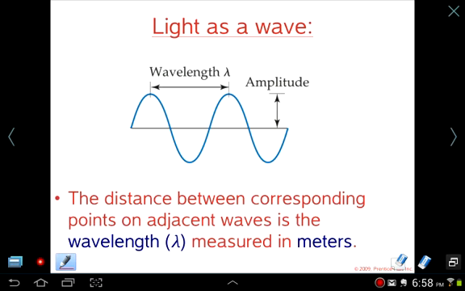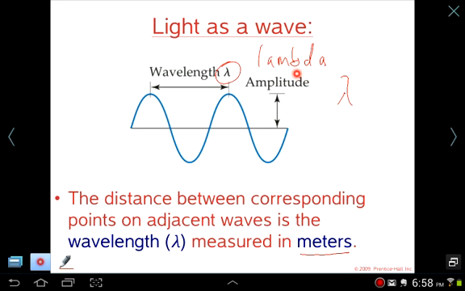wavelength for light is actually signified by this little lambda symbol. This is called lambda. This is a Greek symbol. It kind of looks like an upside down Y. We'll be using it throughout this chapter. And for us, it'll be measured in meters. And every wave has a characteristic wavelength, and the wavelength will actually, in our case, determine the light's color.